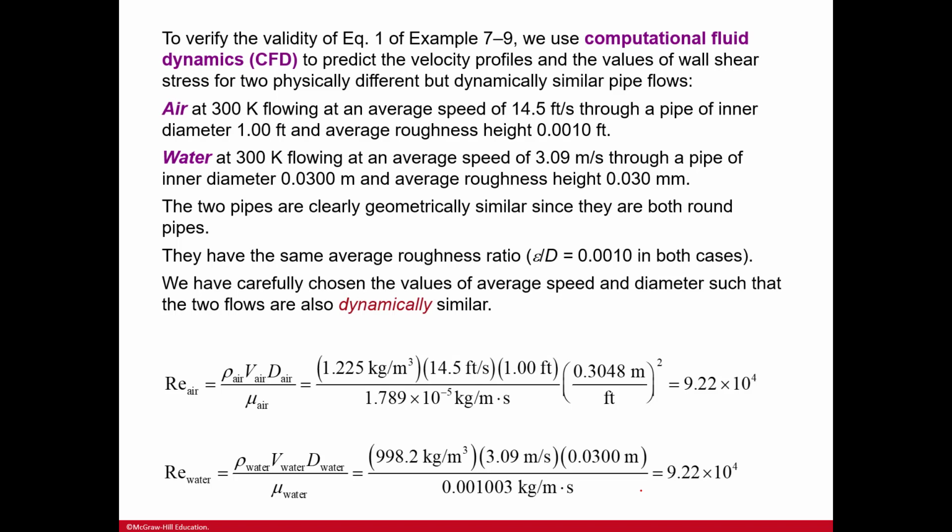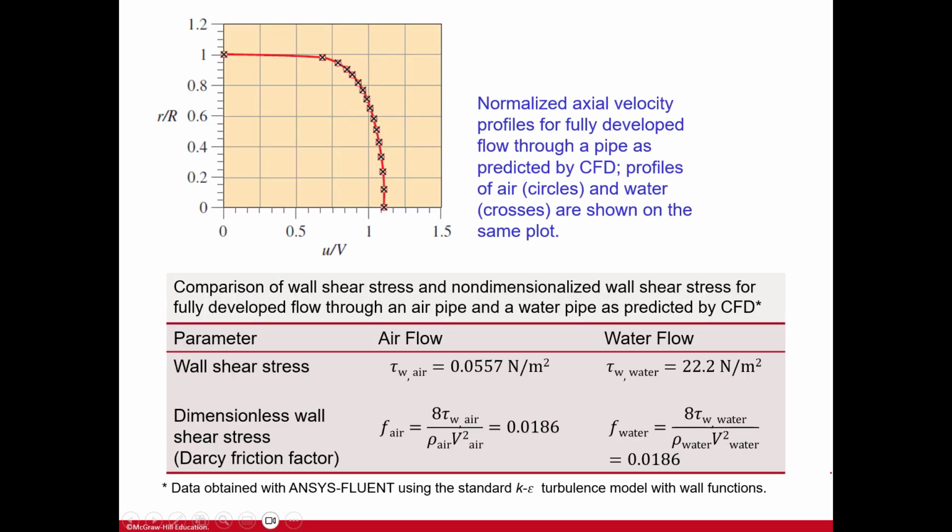The two pipes are clearly geometrically similar since they are both round pipes, right? They have the same average roughness ratio between the cases, and we carefully chose the values of average speed and diameter such that the two flows are also dynamically similar. Here you have the Reynolds number for air and the Reynolds number for water, and they are similar. Of course, if you took it out to more decimal places, you would see a difference.